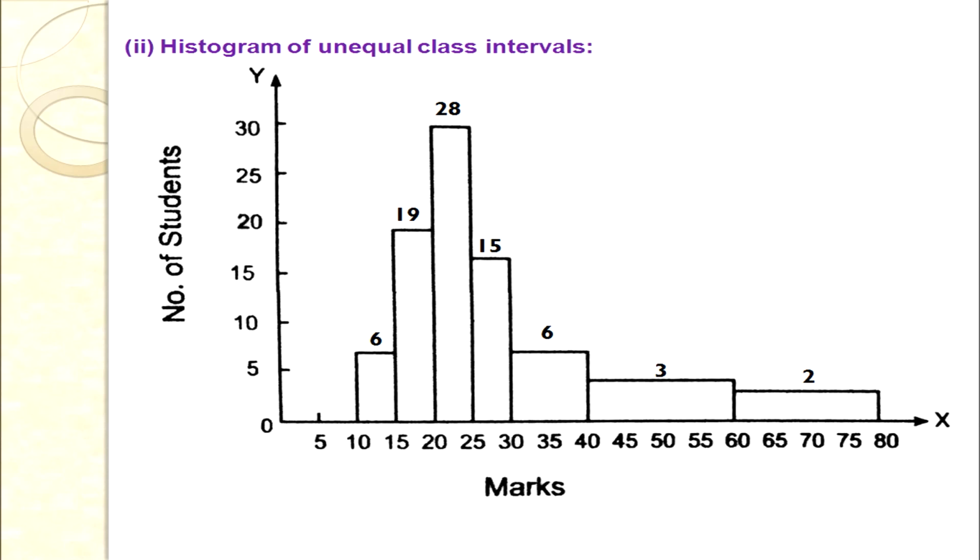But on the other hand, for those we have adjusted the frequencies, the width changes: 30 to 40, 40 to 60 and 60 to 80. We have labeled our diagram properly. On x-axis we have got marks, on y-axis we have got number of students, and this is how we construct a histogram in case of unequal class interval series.